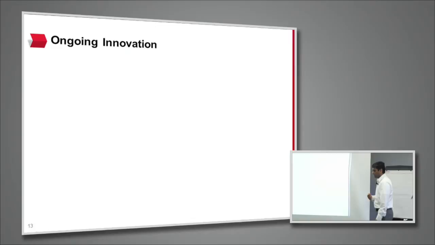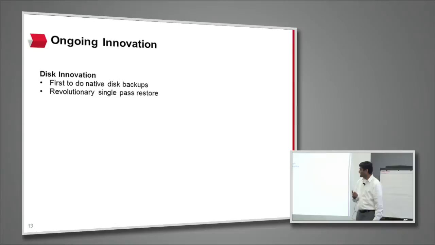Here are a few examples. We were the first ones to actually write to native disk format. We're the first ones to do single pass restore from disk or tape, which means I'm not simulating my disk device in the backend as a virtual tape device with all that sequential write access. We actually write to disk in native disk format, random access IO and so on. Sounds like a no-brainer, right? But until 4 years ago, many people were still simulating disk devices as tapes. There's a reason why the VTL industry took off so well a few years ago, because most solutions out there still could not write to native disk format in a nice shareable form.